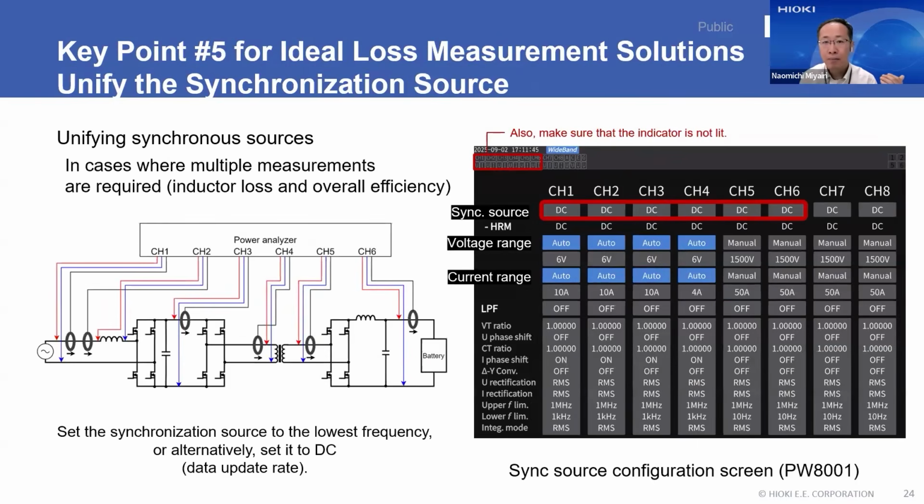So when it comes to measuring multiple inductors or the overall system efficiency, please set the sync source to either the lowest frequency or DC, depending on the situation. But the goal is to unify the calculation interval for each channel and minimize variations in the measuring results. So as with single measurements, please check the channel indicators again here during measurement to ensure that no sync errors have occurred.